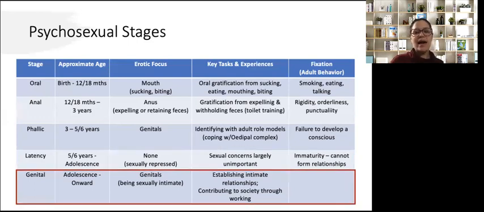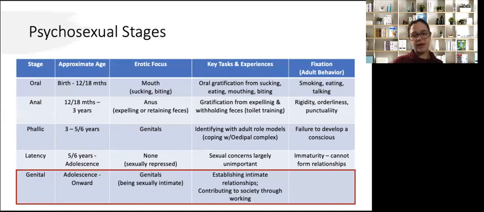And finally, we have the genital stage. So this occurs during adolescence and continues into adulthood. Again, we have the erotic focus on the genitals, but it's now going to be different from that focus that we had in childhood. So the one during the phallic stage in childhood was simply a fixation on a body part that had more sensation than other body parts, right? But now the focus is on sexual intimacy. So mature adult sexuality, which Freud defines as the act of sex.